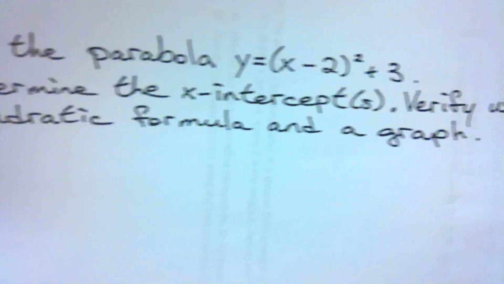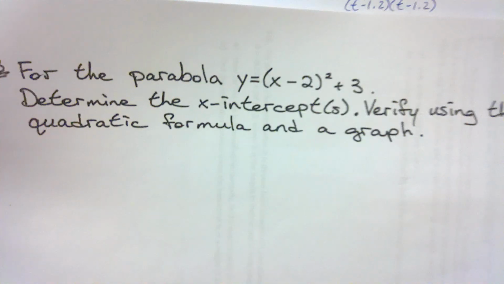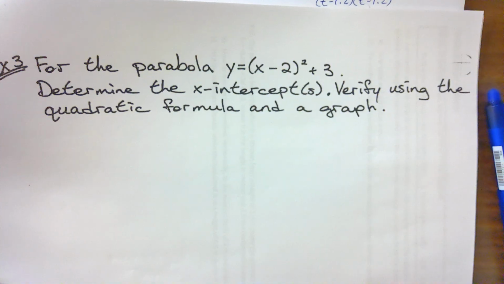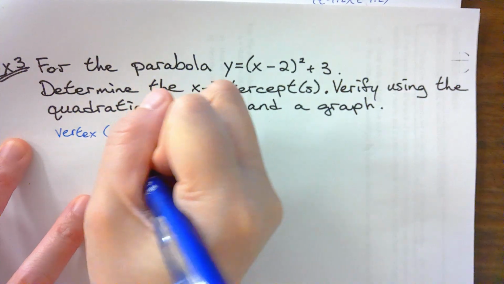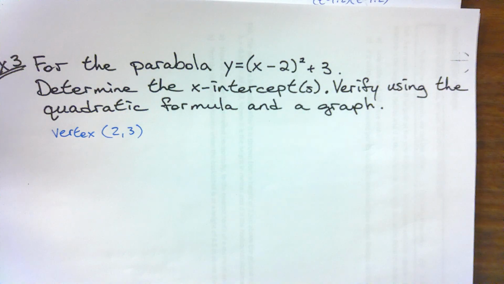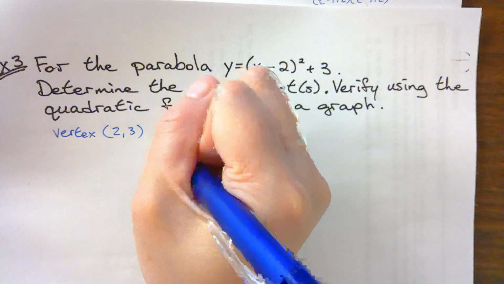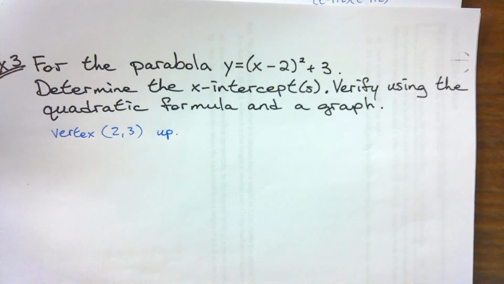Okay, last example right here. Okay, example 3. For the parabola y equals (x minus 2) squared plus 3, determine the x-intercepts, verify using the quadratic formula and a graph. Okay. What is my vertex here? Jonathan? 2, 3. Good. Okay, does my parabola open up or open down? Opens up.